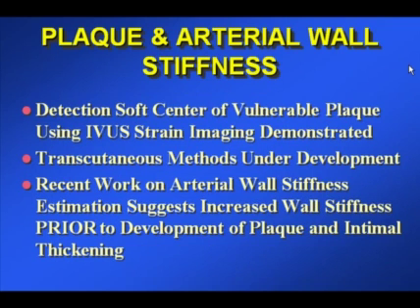For arterial plaque and arterial wall stiffness, detection of vulnerable plaque has been shown using intravascular ultrasound strain imaging. However, because intravascular ultrasound imaging is relatively invasive, transcutaneous methods are under development. Recent work has shown that arterial wall stiffness estimation is reliable for detecting increased wall stiffness prior to development of intimal thickening and development of plaque, thus helping to assess patients at risk for developing arteriosclerotic disease. This is work that's underway and is very promising.